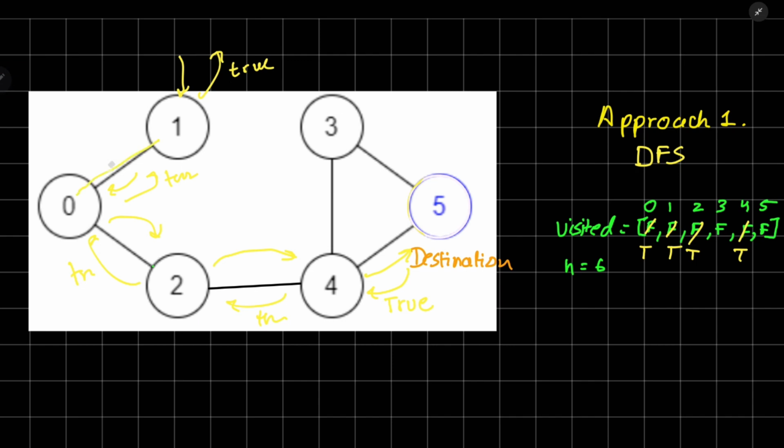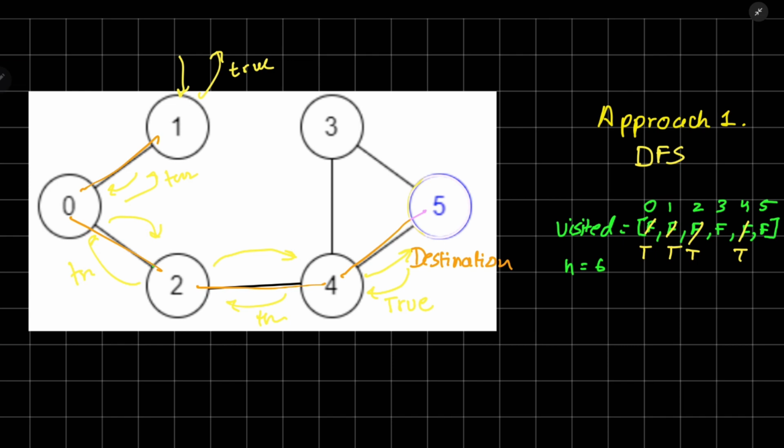The path is from 1 to 0, from 0 to 2, 2 to 4, and 4 to 5. Note that the DFS function can also call DFS of 3 first, and then 3 will go to 5. So as we know, DFS is not always optimal. So this can happen, that this will be our path, and we just have to tell if the path exists or not, so it won't be a problem.